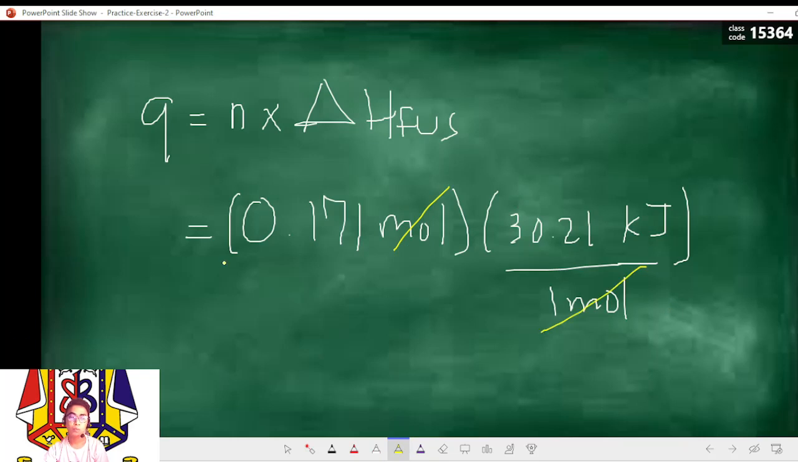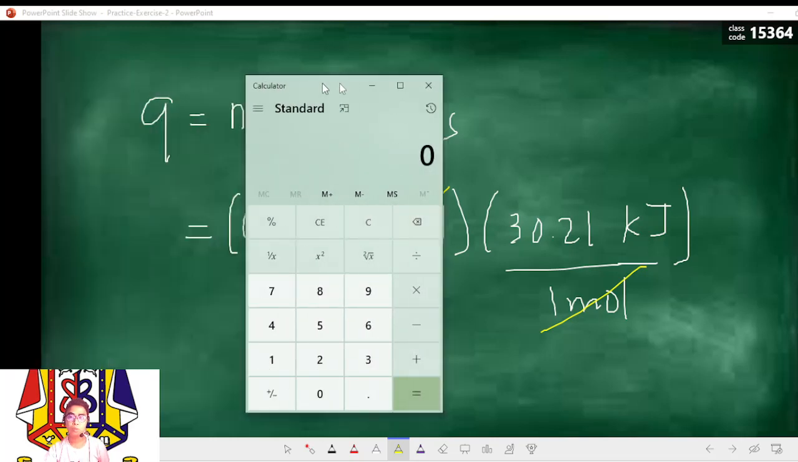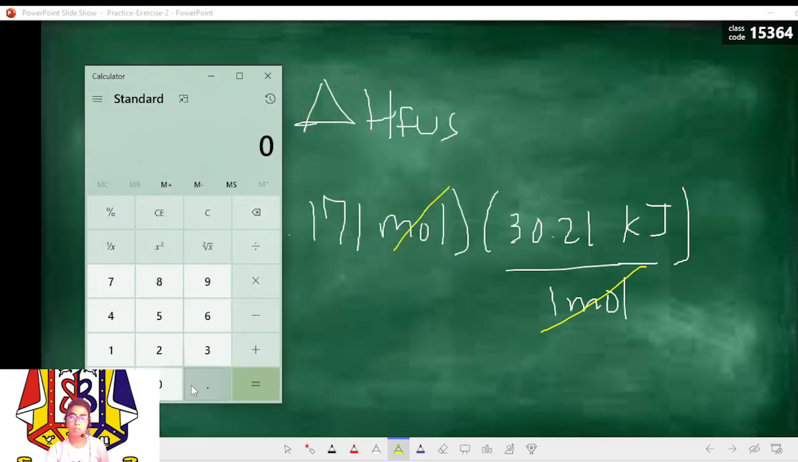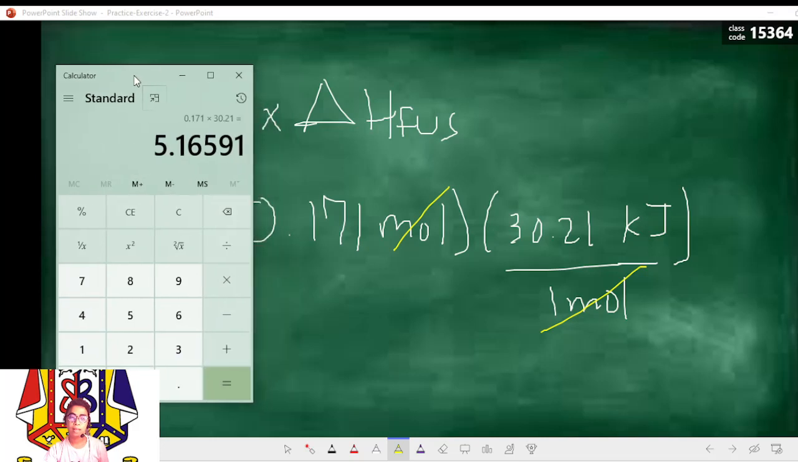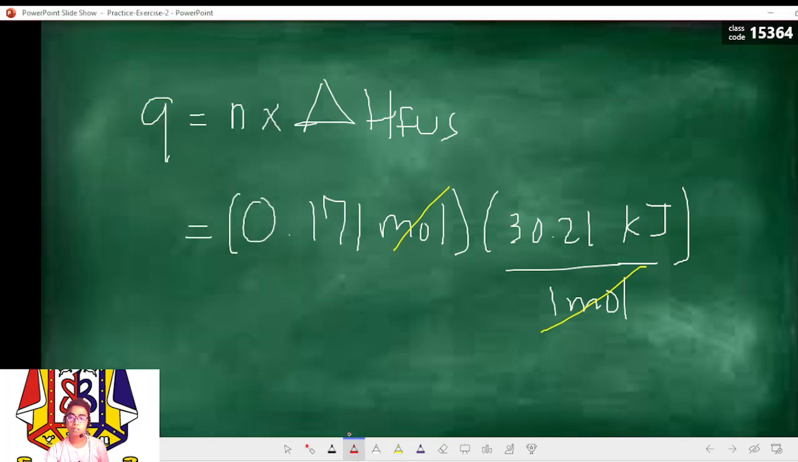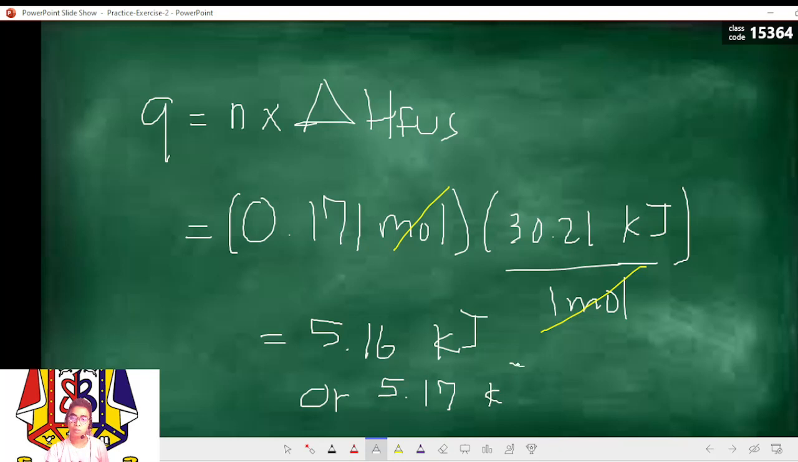So, 0.171 times 30.21. Let's multiply it. Our final answer is 5.16 kilojoule, or 5.17 kilojoule. Kilojoule only, because that is all we are looking for.